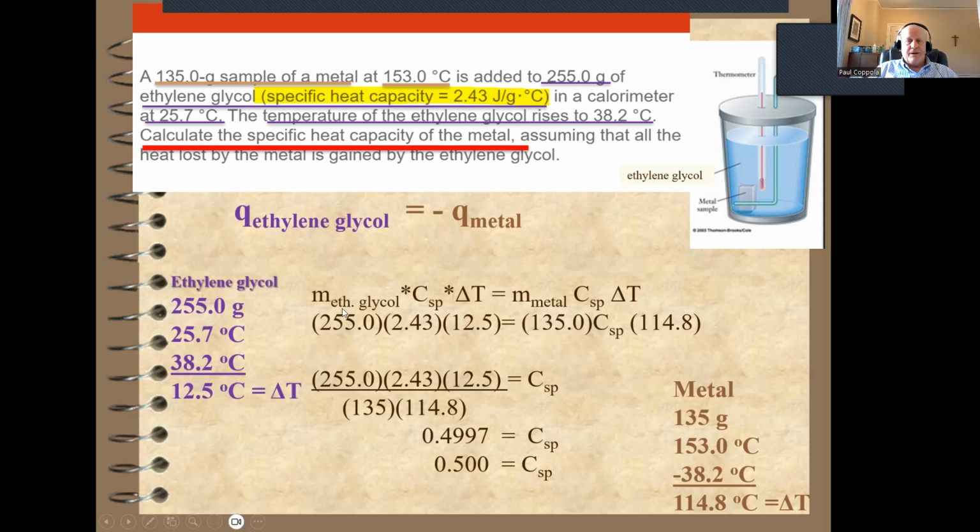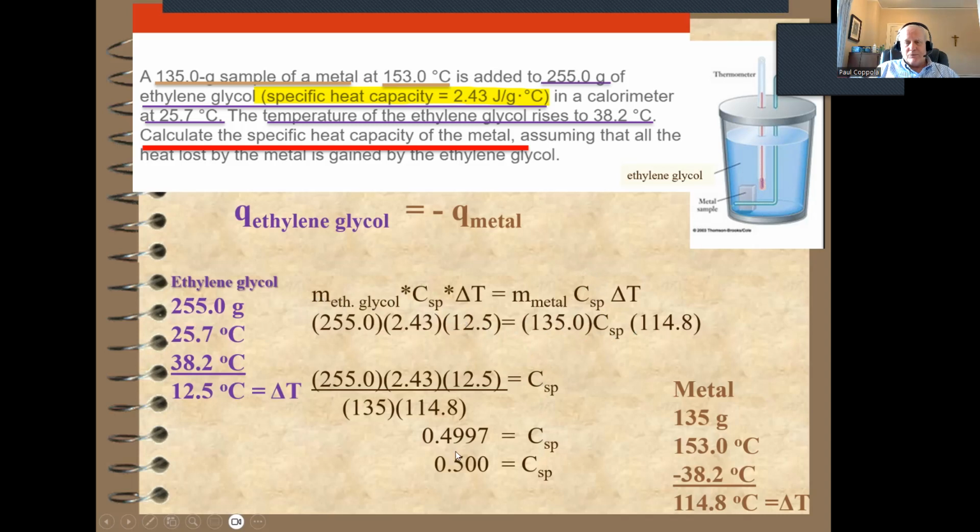And so you end up with an MC delta T equals MC delta T. On the right side, it's the MC delta T for the metal. On the left side, it's the MC delta T for the ethylene glycol. They give you the specific heat of the ethylene glycol, and they give you the values of everything except for this guy here, the specific heat of that unknown metal. And so you plug everything in and you solve for the unknown.